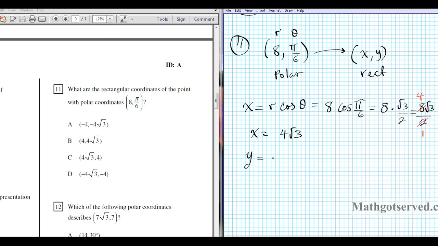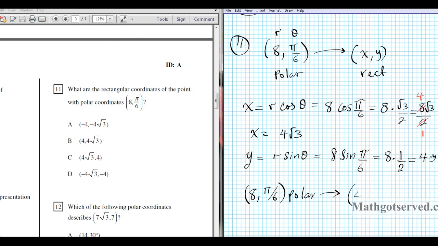How do you find y? y is r sine theta. Okay, using the formula on your formula sheet, so we have 8 sine pi over 6. So sine pi over 6 is 1/2. So 1/2 of 8 is simply 4. Okay, so that's y. So our conversion to rectangular form, so 8, pi over 6 in polar, if you convert it to rectangular, is going to be 4 root 3, comma 4 in rectangular form. Okay, so that clearly tells us that our answer is option C.